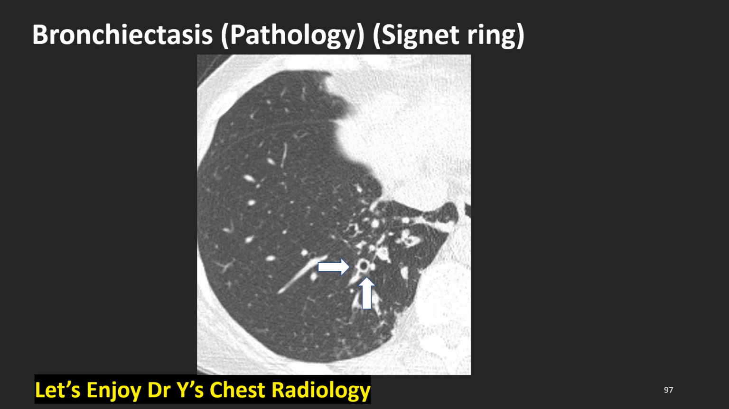Bronchiectasis pathology, signet ring. Arrows indicate signet ring sign of bronchiectasis in right lower lobe.